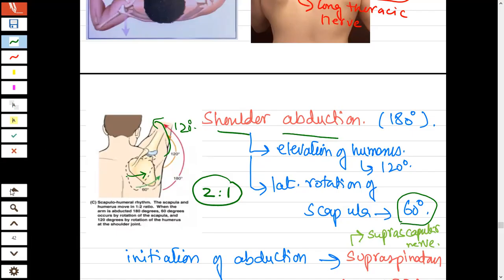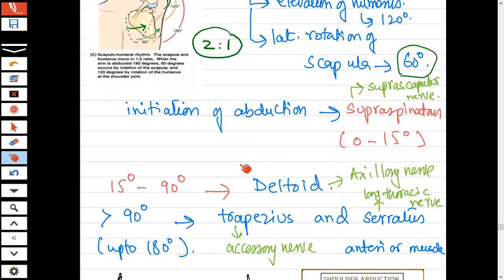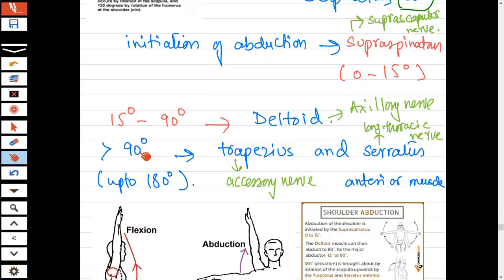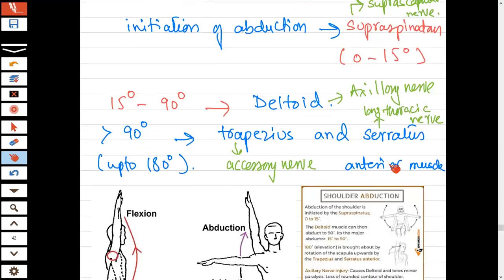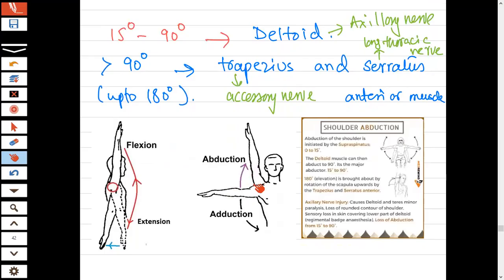Okay, और बाकी आप लोगों को वो MCQs you already know. Initiation of abduction is done by the supraspinatus muscle. 15 to 90 degree, it is the deltoid muscle, which is innervated by your axillary nerve. More than 90 degree up to 180 degree, it is the trapezius and the serratus anterior muscle. Okay. So see here, this is the shoulder abduction. When you place your hand near the body, this is known as adduction. Okay. So this is shoulder abduction.